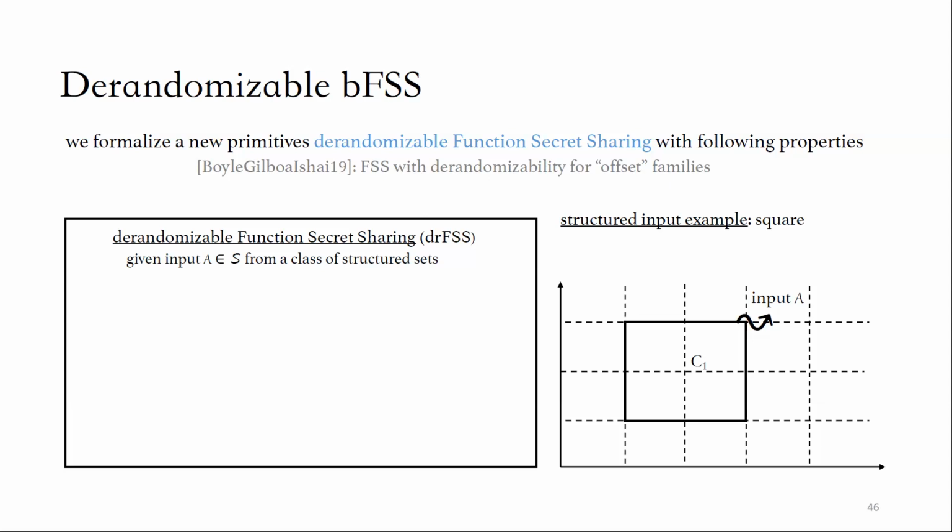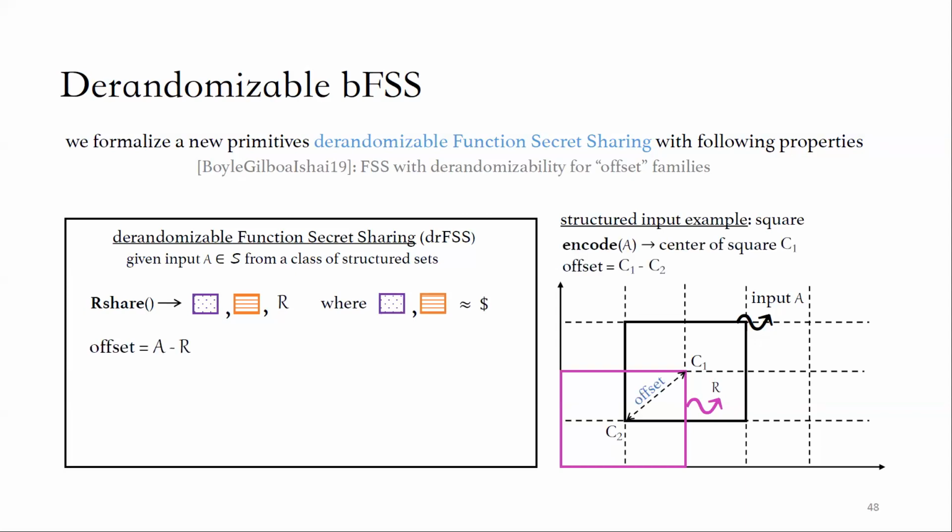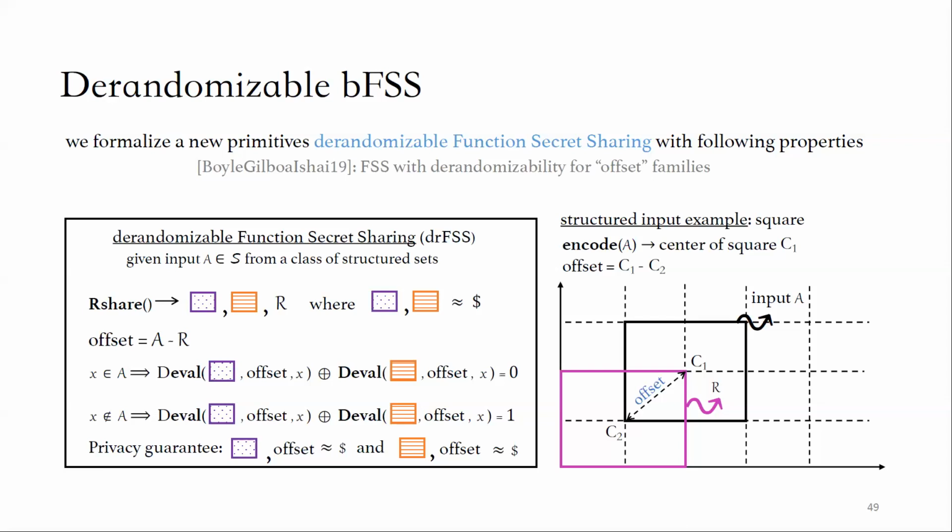Suppose your structured input is a square and you have this specific input A, which is a square centered at point C1. Now, your secret sharing scheme is going to be randomized. So you're going to learn secret shares of this new pink square, which is a random object that's centered at a different point C2. Along with this, you're also going to have this notion of an offset or a correction value. Just think of this as the translation vector between this random object back to your true input. Here it could just be the distance between the two centers of these squares.